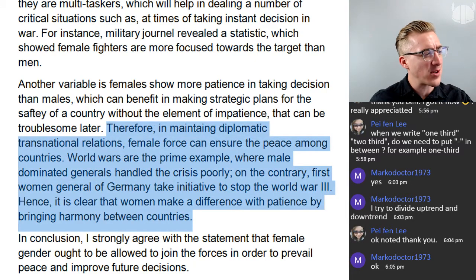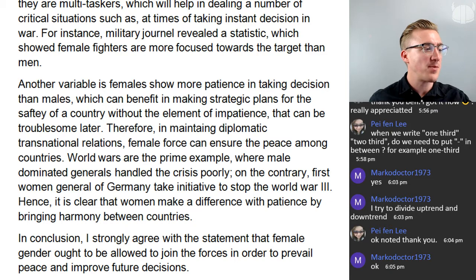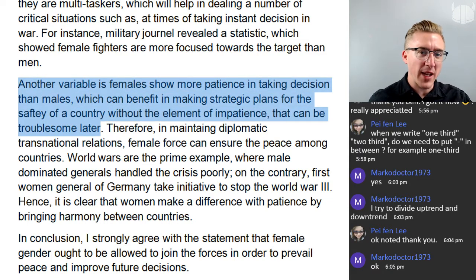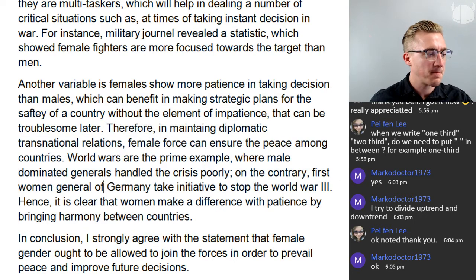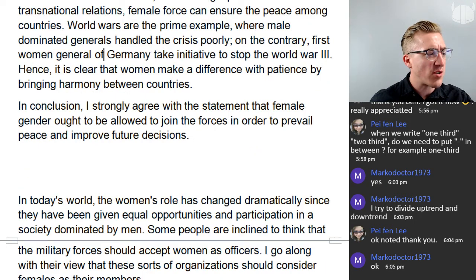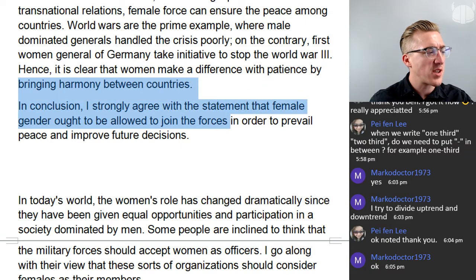I feel like the examples you gave don't quite work for the idea that you presented, but if you say it more clearly at the beginning, then maybe these examples would fit a bit better. In conclusion, I strongly agree with the statement that female gender ought to be allowed to join the forces in order to prevail peace and improve future decisions. Good summary.